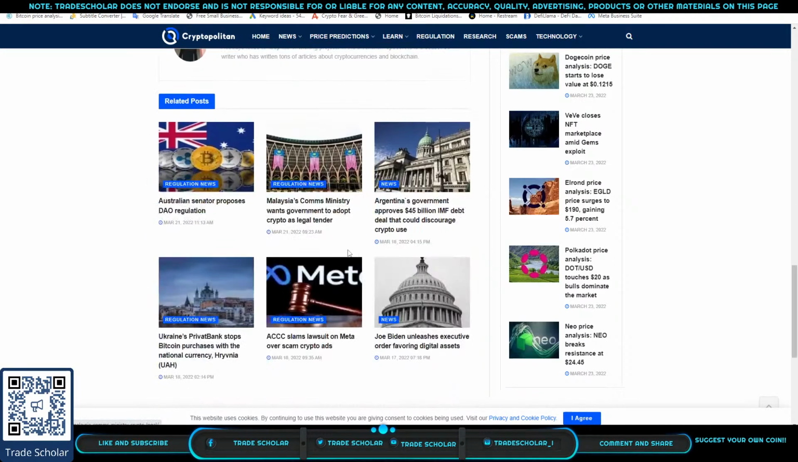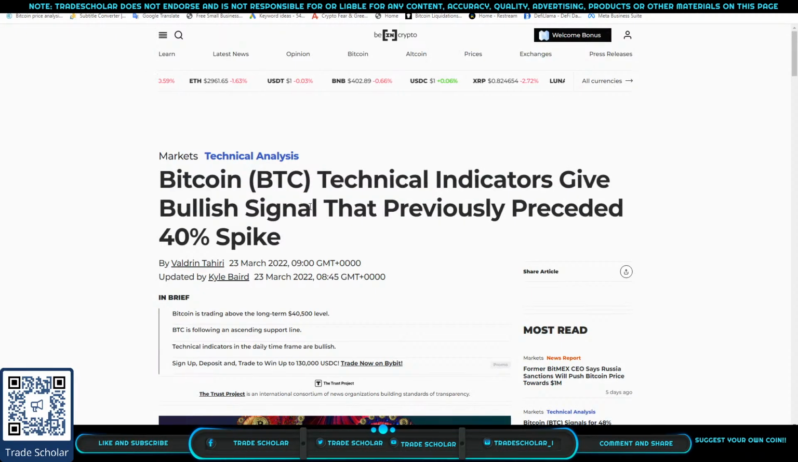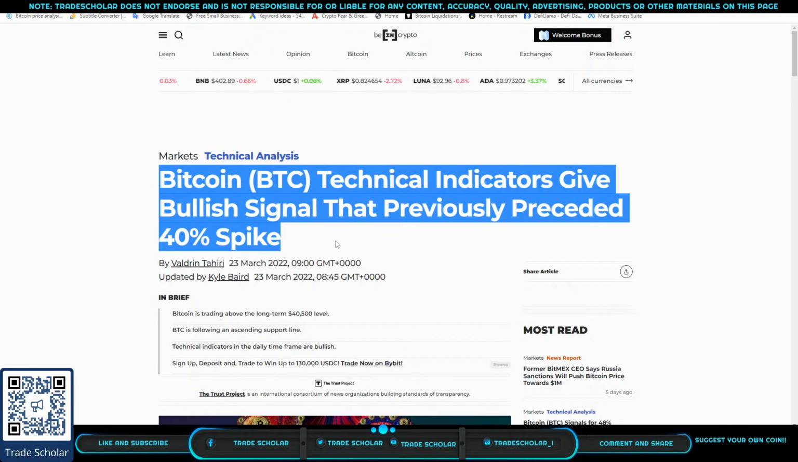They are warning: Bitcoin BTC technical indicators give a bullish signal that previously preceded a 40% strike. Wow. Let me check this bullish signal right here.